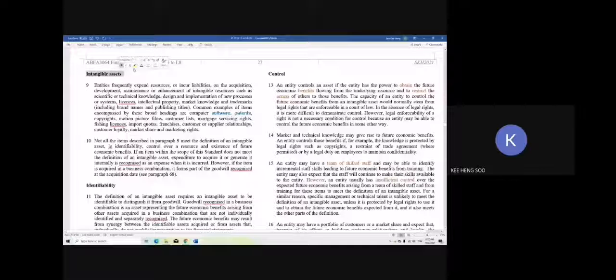Number one is identifiability. It can be identified. Number two, you must be able to control. You write that number two. Intangible asset, number one is identifiability. Number two is control. Number three is economic benefit. Economic benefit, number three.